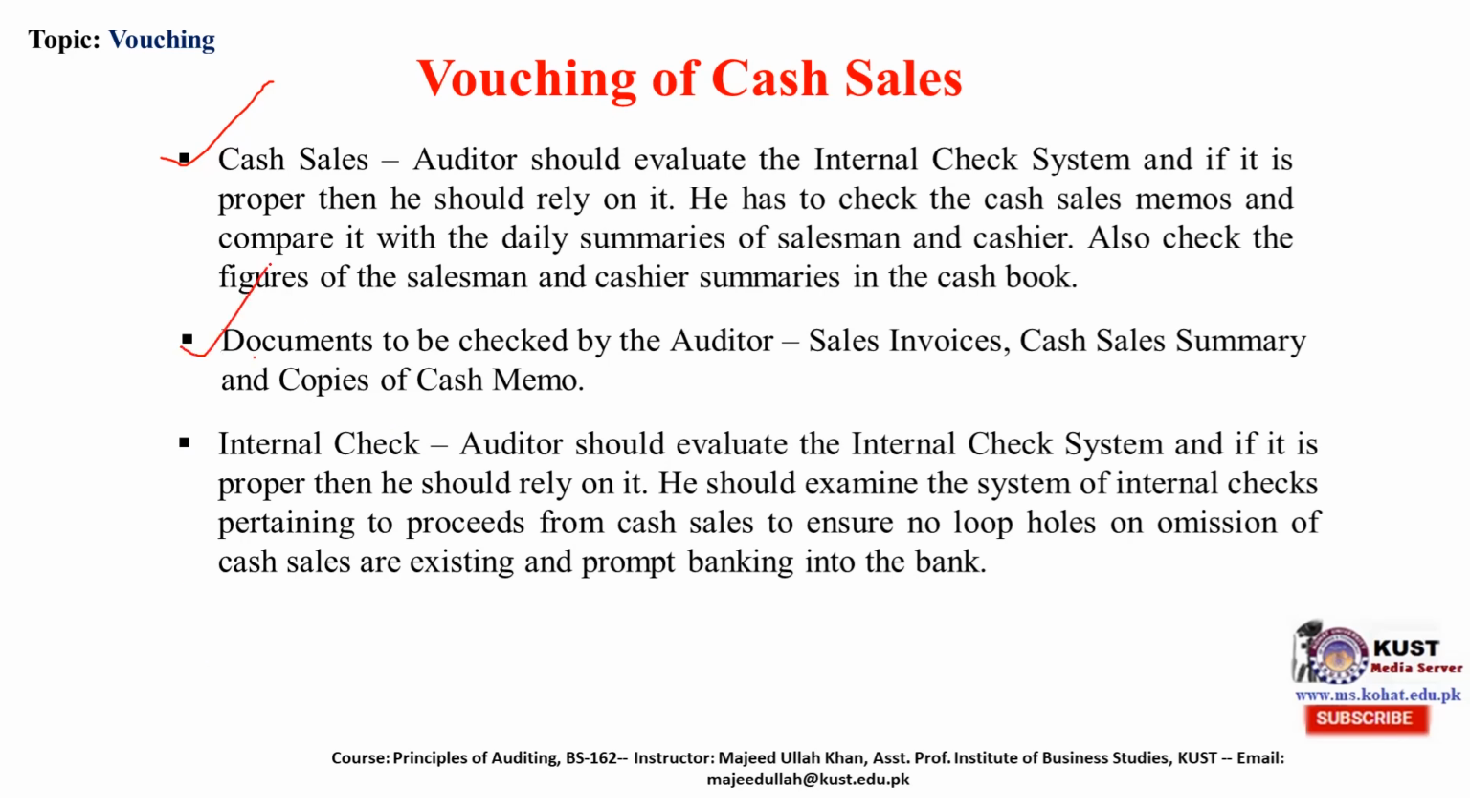Documents to be checked by the auditor. He should check sale invoices, cash sale summary, and copies of cash memos. These should tally on any one day's sale. On any one date, these all should tally. Internal check should be checked. The auditor should evaluate the internal check system, and if it is proper, then he should rely on it.